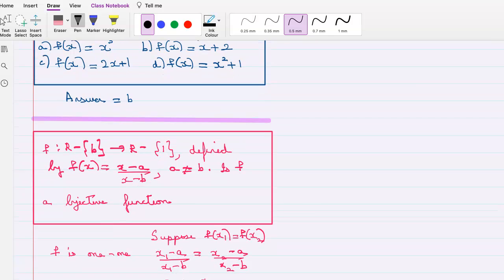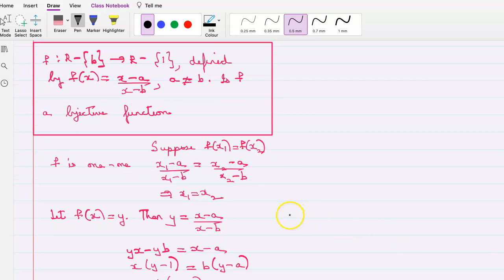Now f is a function from R minus {b} to R minus {1} defined by f(x) equal to (x minus a) by (x minus b), where a not equal to b. Is f a bijection? Now f is 1 to 1 because suppose f of x1 equal to f of x2, what do we have? (x1 minus a) by (x1 minus b) equal to (x2 minus a) by (x2 minus b). If we cross multiply we get x1 equal to x2.